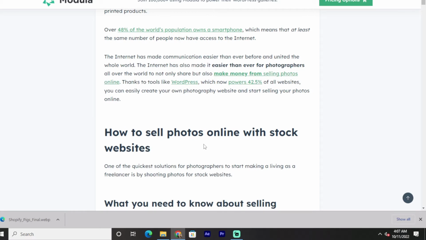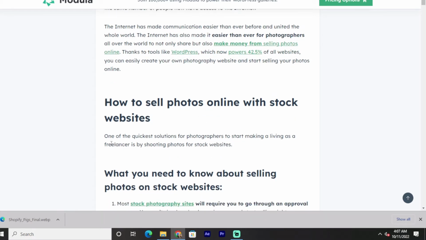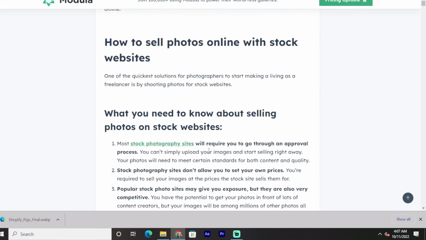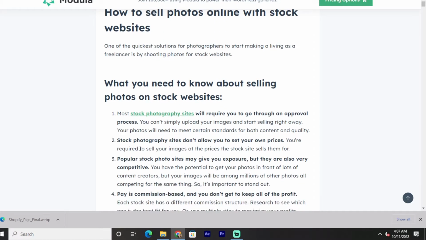How to sell photos online with stock websites? One of the quickest solutions for photographers to start making a living as a freelancer is by shooting photos for stock websites. What you need to know about selling photos on stock websites. First, most stock photography sites will require you to go through an approval process. You cannot simply upload your images and start selling right away. Your photos will need to meet certain standards for both content and quality.